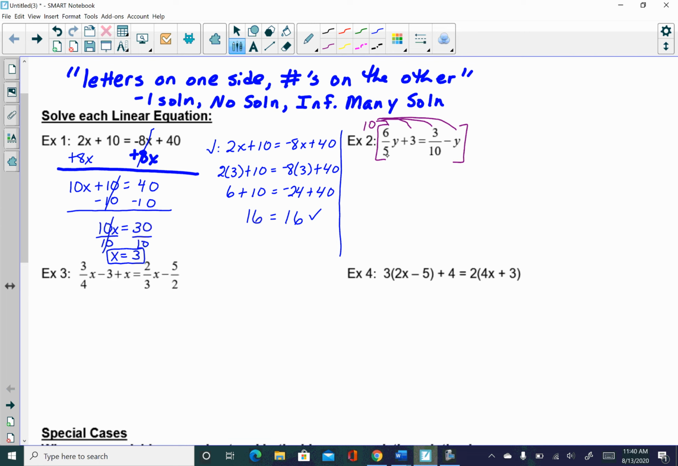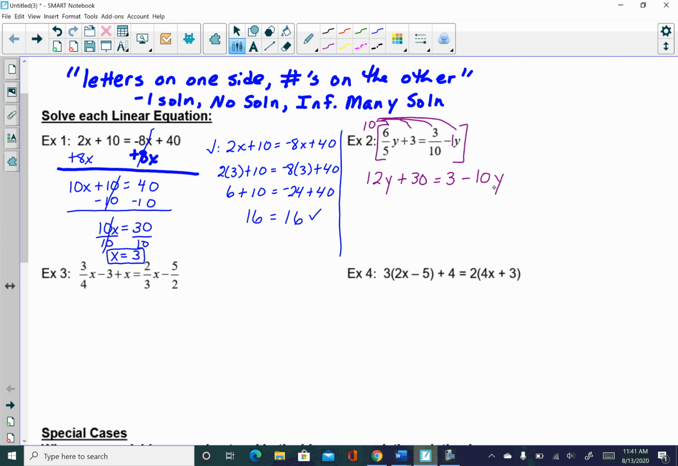10 divided by 5 is 2. 2 times 6 is 12. So it's 12y. Plus, next term, 10 times 3. It's just 30. Now I've got another fraction again, so I'm going to take 10 divided by the denominator here. So 10 divided by 10 is 1. 1 times 3 is 3. Minus. And then the last term, 10 times a negative y. Remember, there's an imaginary 1 here. So 10 times negative 1, negative 10y.